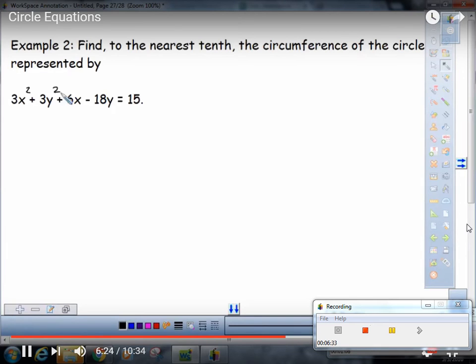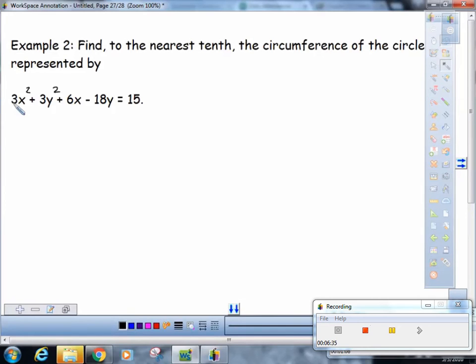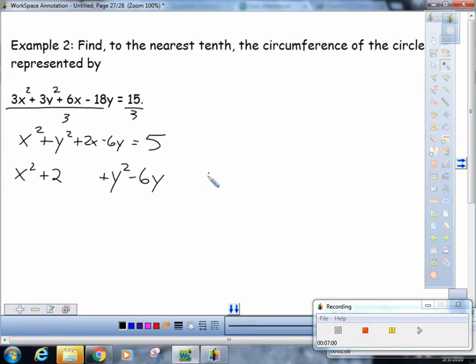So what do you notice about all those terms? Good. They're all divisible by 3, so we're going to divide by 3. That's going to make this easier to work with. You get x squared plus y squared plus 2x minus 6y is equal to 5. Now that still doesn't look like the equation of a circle. And I'll write the little x in on the 2. I forgot it there. So what we want to do is this process called completing the square so that we can make this left side look like that. Okay?